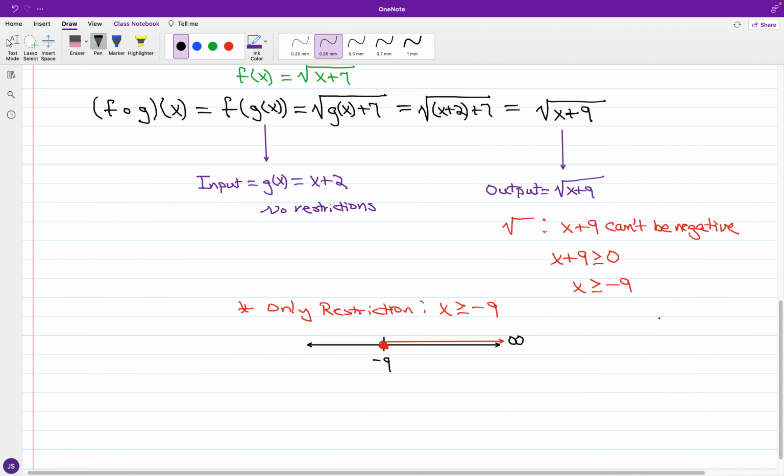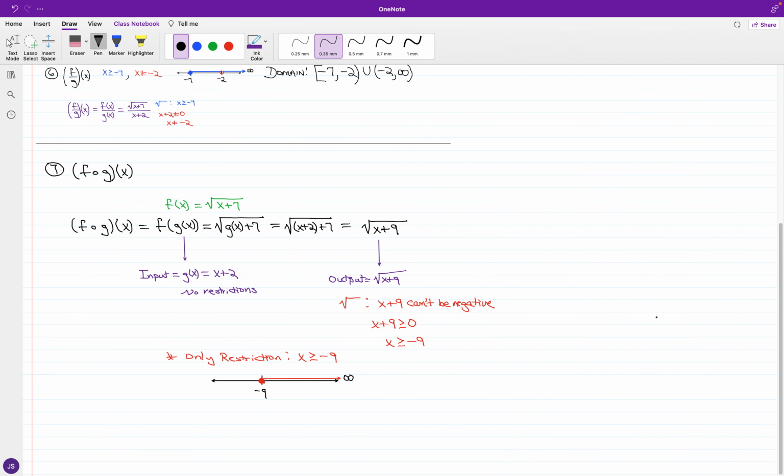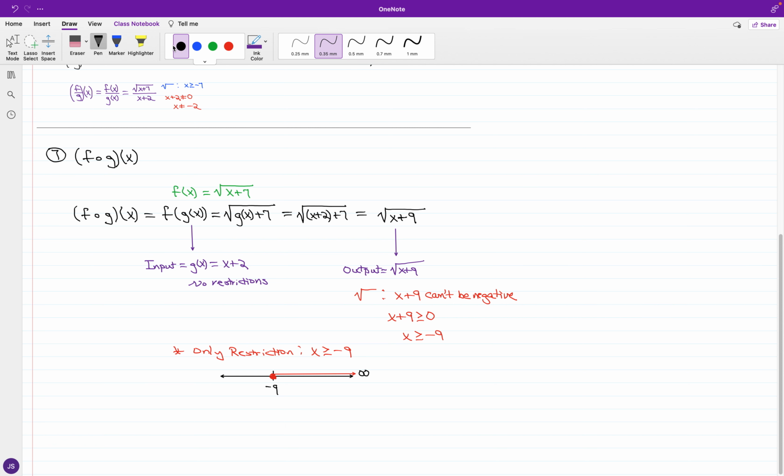Okay, so for the composition, whereupon we have f composed with g of x, it's going to turn out that for the domain, okay, so we're going from and including negative 9. Okay, so that's going to be in the brackets, and the rest of the values we have going out to positive infinity. Okay, so for the domain, you have from and including negative 9, and we have going out to infinity.